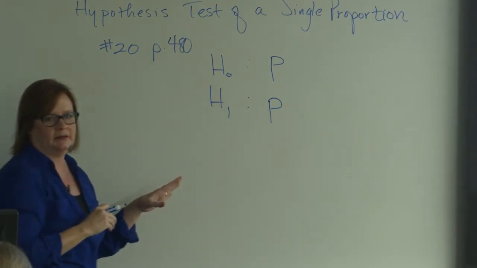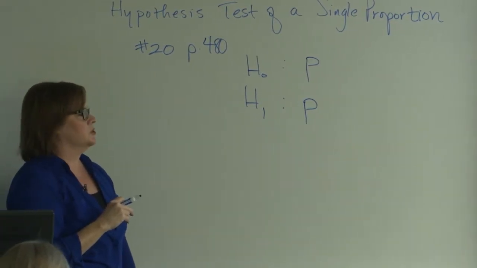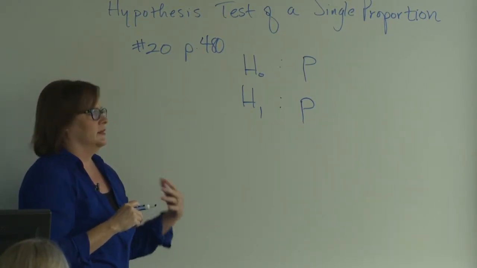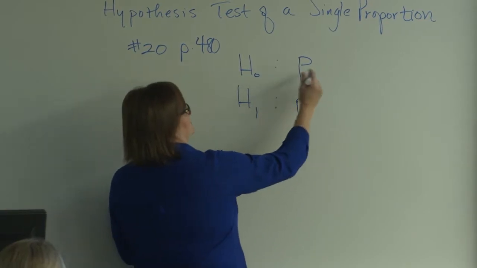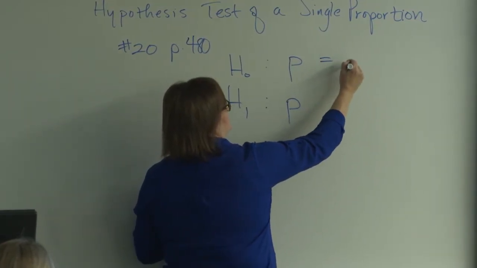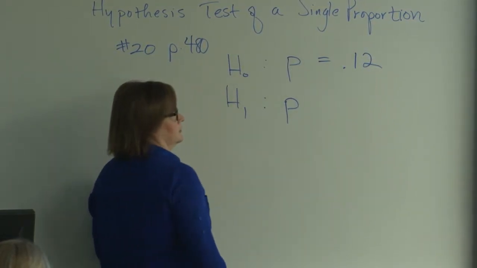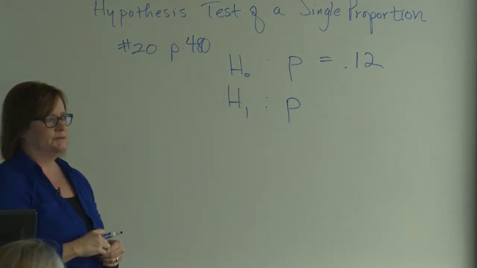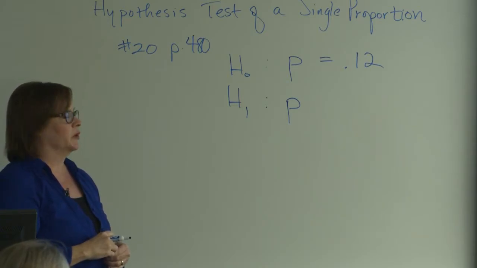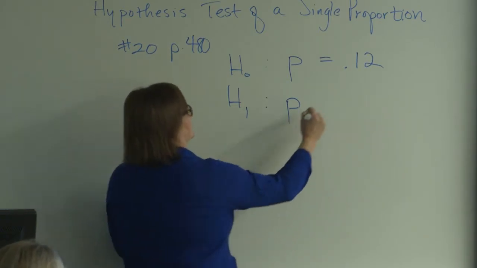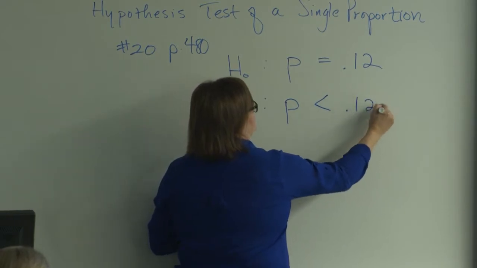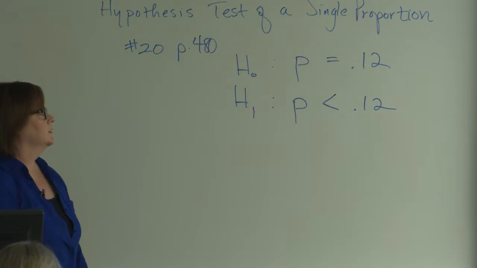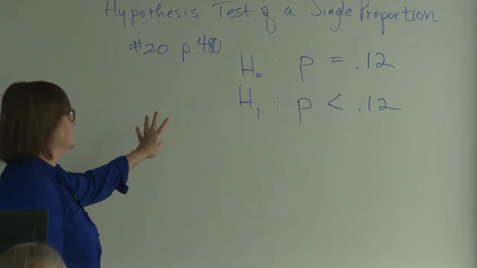Right, it's not a P hat, because it's the population proportion of people that get headaches while on this drug if they exercise. Okay, so is it the same as what it always was, 12%? Or what are we trying to show? What are we hoping is true? Less than. Okay, less than 12%. So we're doing a left-tailed test. Okay, so that's the first step.